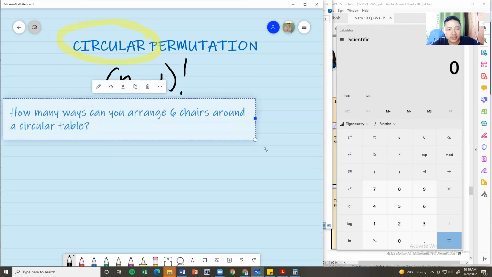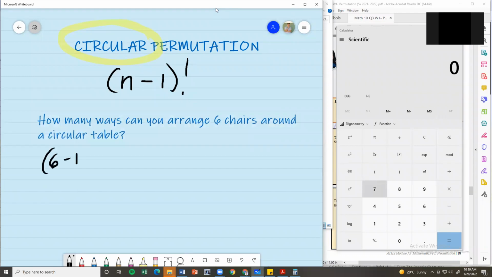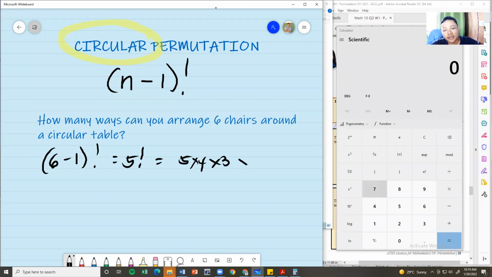So what's the answer? This is as simple as there are 6 chairs, minus 1. Always minus 1, factorial, and that will be equal to 5 factorial. And you know that that's just 5 times 4 times 3 times 2 times 1. What is the answer? Type the answer in the chat box, please. How many ways can you arrange 6 chairs around a circular table? There are 120 ways to do that.